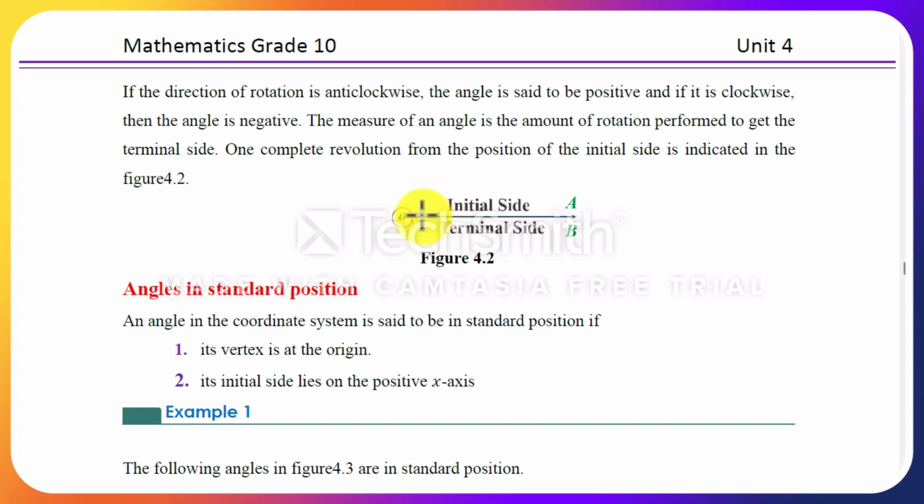If the initial side is rotated in this direction, and this one is the terminal side, and the position of the initial and the terminal sides are the same, if the initial side overlaps over the terminal side, then this is one full rotation.